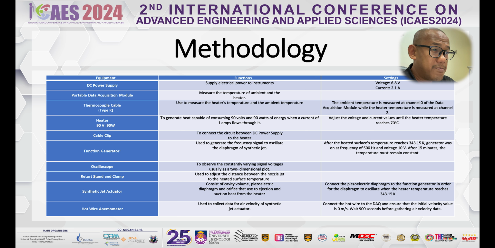Each iteration of the experiment required the heater to reach a stable temperature of 70 degrees Celsius while maintaining voltage of 70 volts and 1 ampere current.